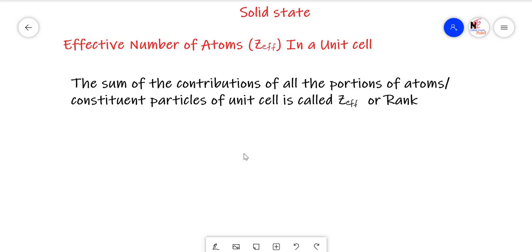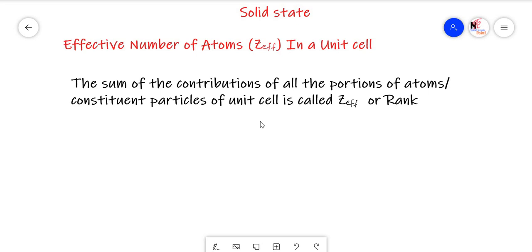In today's session, we shall discuss the effective number of atoms in a unit cell, which is also called Z effective, in the solid state lesson. Effective number of atoms means the sum of the contributions of all the portions of the atoms or constituent particles of a unit cell, and it is called the Z effective number or rank.